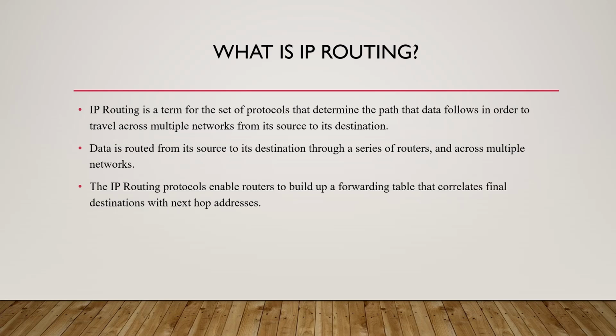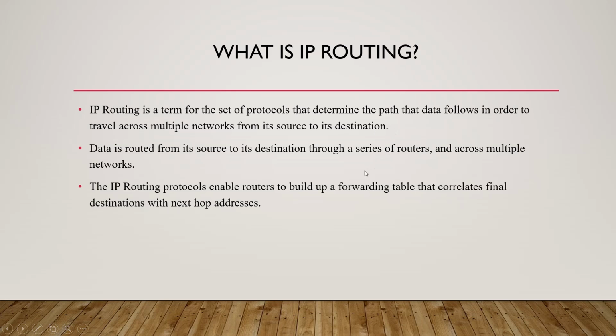So data is routed from the source to destination through a series of routers and across multiple networks. Every IP router maintains a routing table of the current routing information. The IP routing table managers receive the routing updates from the network through IP on the router. So the IP routing protocol enables a router to build a forwarding table that correlates the final destination with the next hop address. The next hop address is the next router's address.